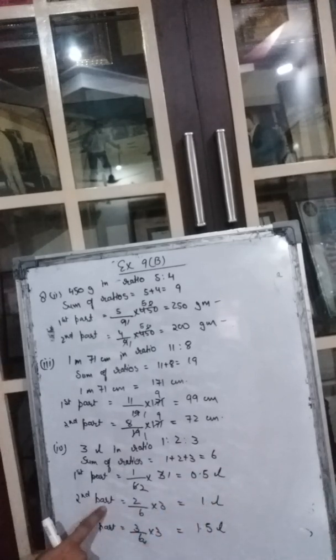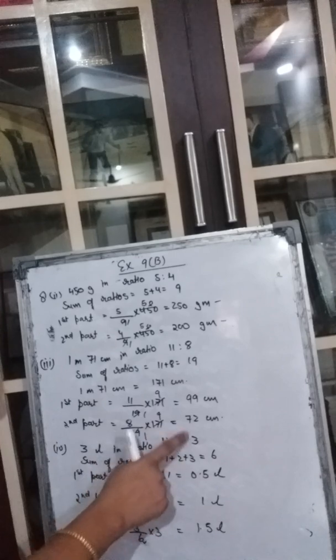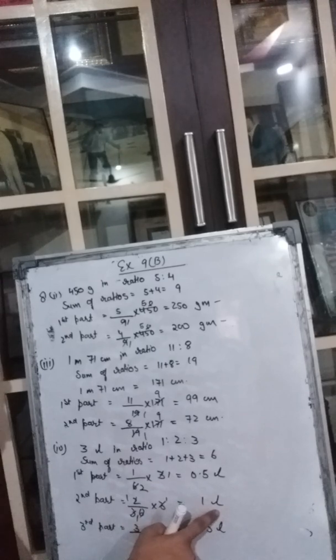What is the second part? Second part, write the second ratio. What is the second ratio? 2. 2 upon 6 into 3. So 2 ones are and 2 threes are, and 3 ones are, 3 ones are. So 1 ones are 1 liter.